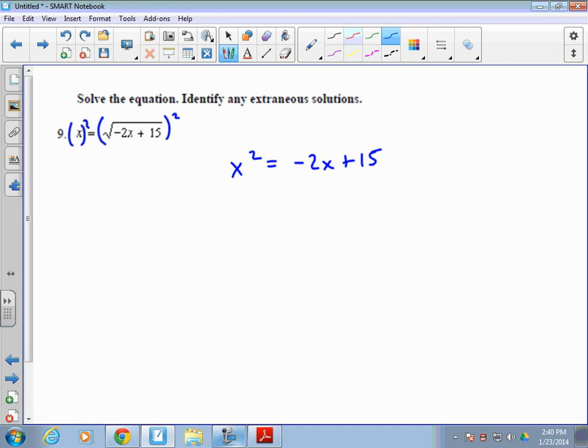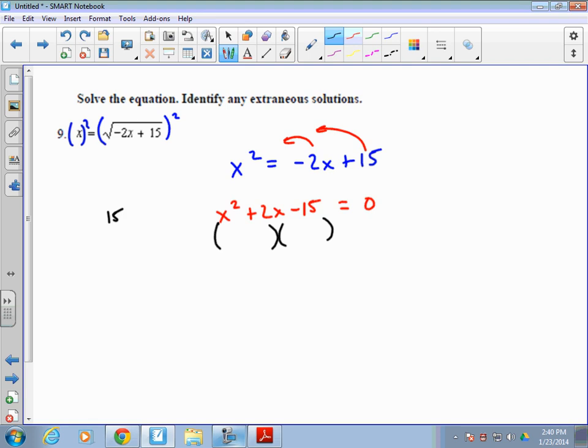Now we want to make this equal to 0. We don't want x squared to be a negative value. So we need to move negative 2x over and 15 over. What that leaves us with on the left is x squared. Negative 2x becomes positive 2x. And positive 15 becomes negative 15. That's equal to 0. Now what we want to do is factor it, just like we did on the other problem a minute ago.